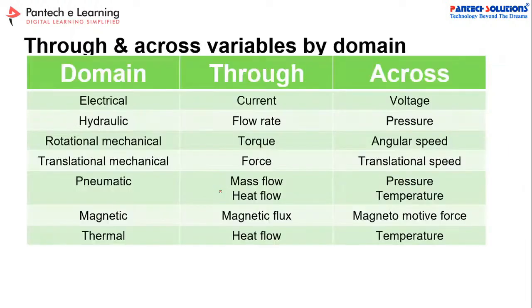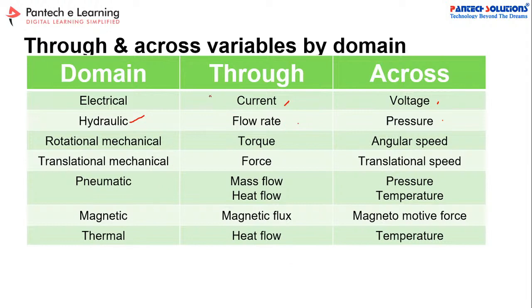So let us take electrical systems. In the electrical domain, the through variable is the current, and the across variable is the voltage. Similarly, in the hydraulic domain, flow rate is the through variable and pressure is the across variable, because pressure always needs two different points. Only between those points can you create a pressure or reduce the pressure. Similarly there are rotational mechanical, translational mechanical, pneumatic, magnetic, and thermal domains. These are all the major variables.